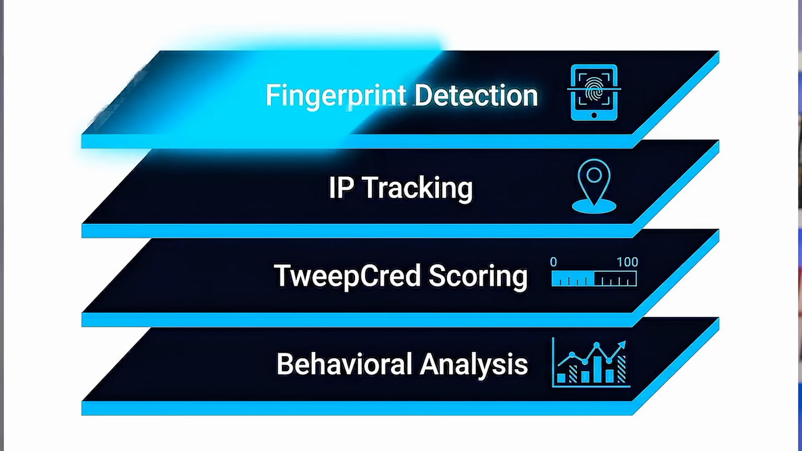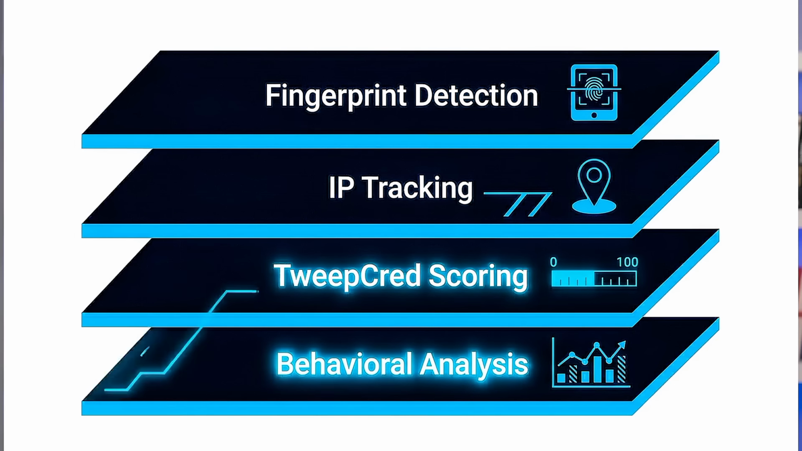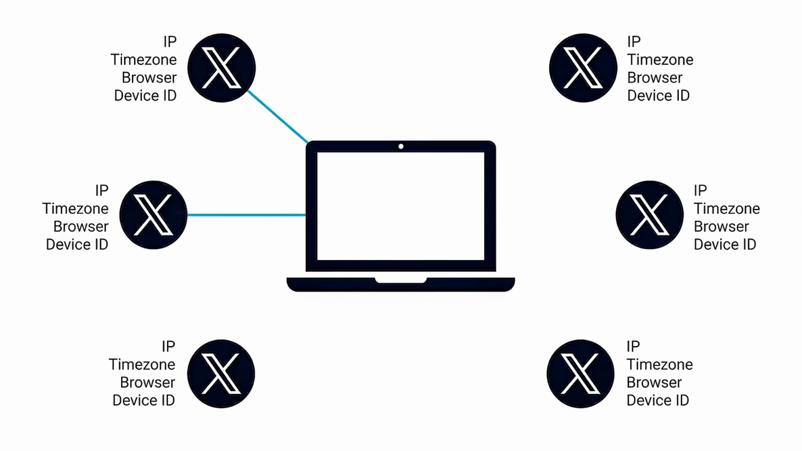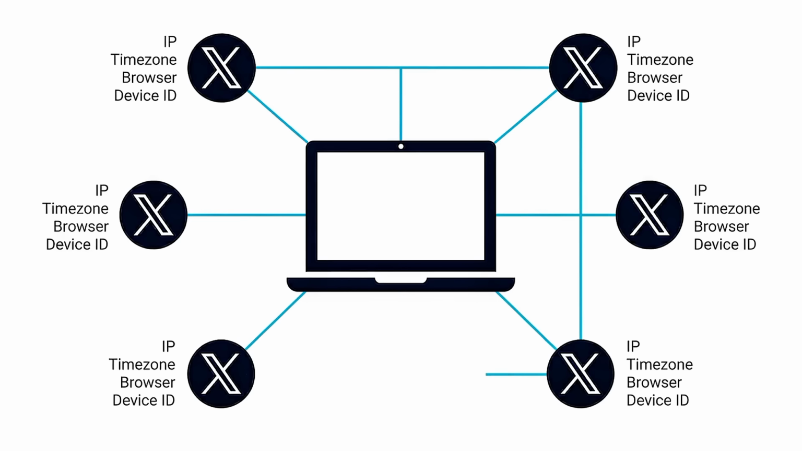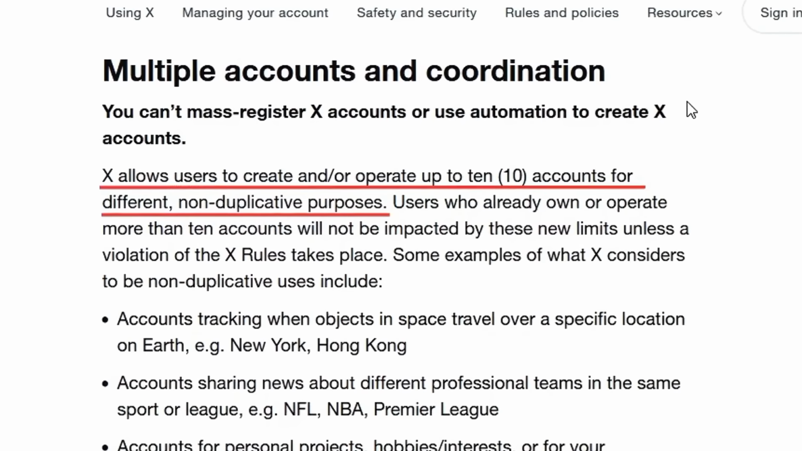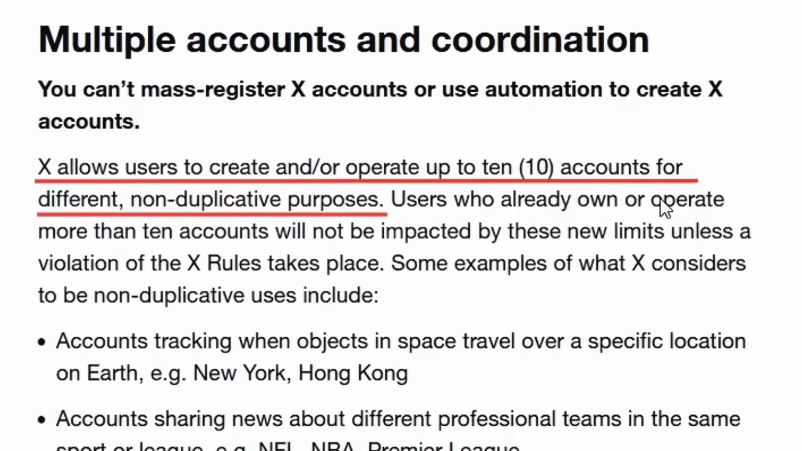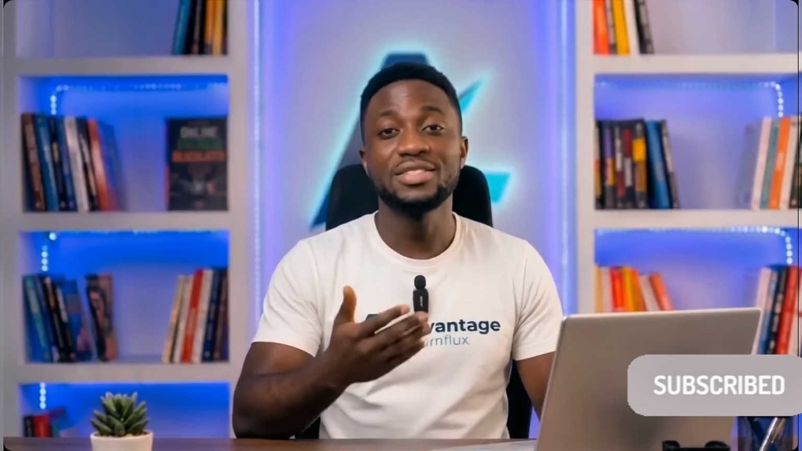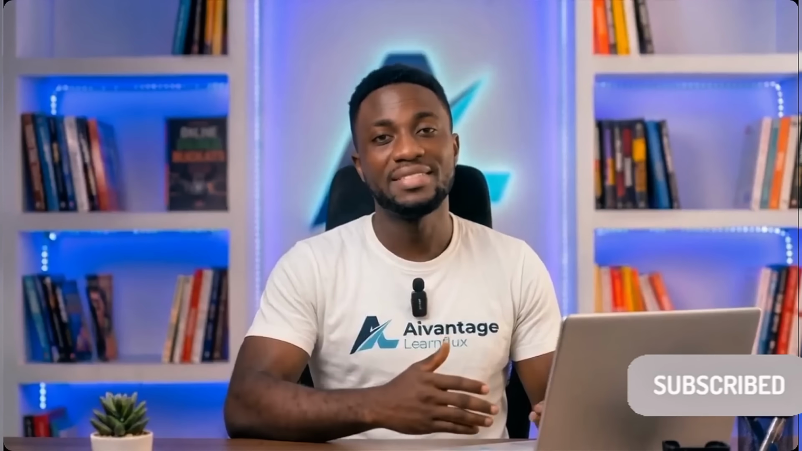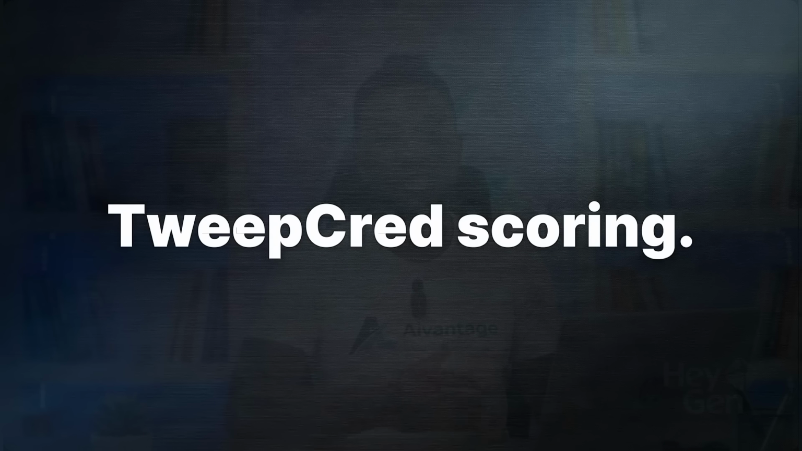X tracks you through digital fingerprints. IP address, time zone, operating system, browser parameters. When it detects multiple accounts sharing the same fingerprint, it flags them as connected. The 10-account limit. X allows up to 10 accounts for what they call non-duplicative purposes. But non-duplicative is the key word here. If your accounts share similar content, engage with the same users, or post similar tweets, X treats them as duplicates and suspends the extras.